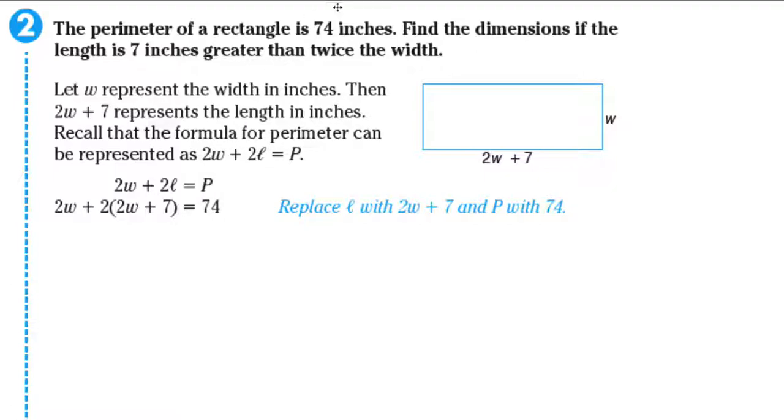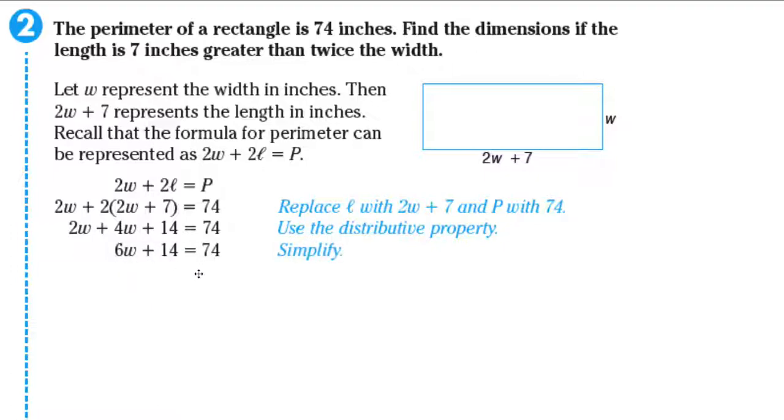Then we use the distributive property. We distribute 2 to 2W, and we distribute 2 to 7. We end up with 2W plus 4W plus 14 equals 74. Before we even solve for the variable, we need to simplify the expression. 2W plus 4W plus 14 will give you 6W plus 14 equals 74.